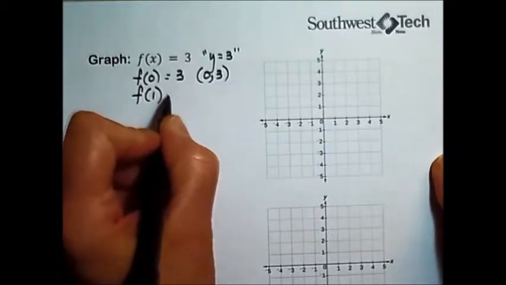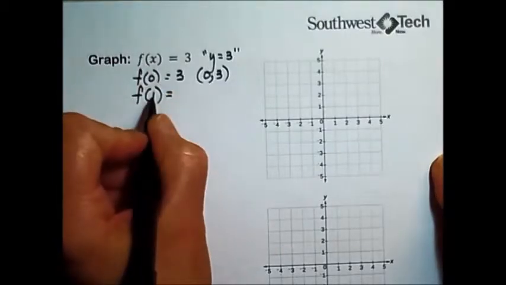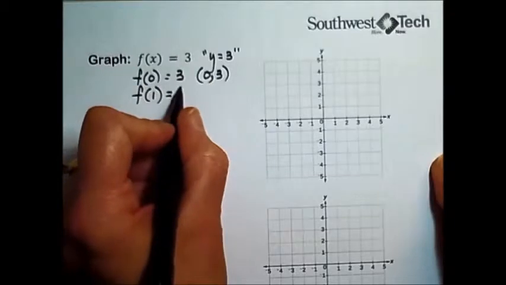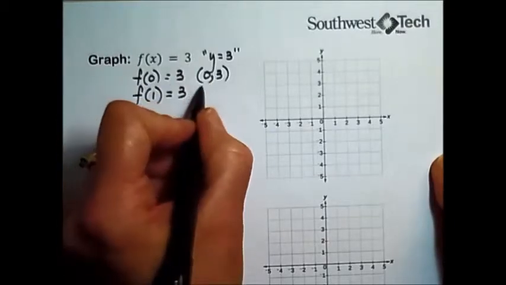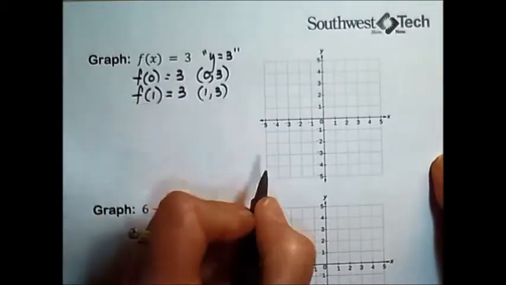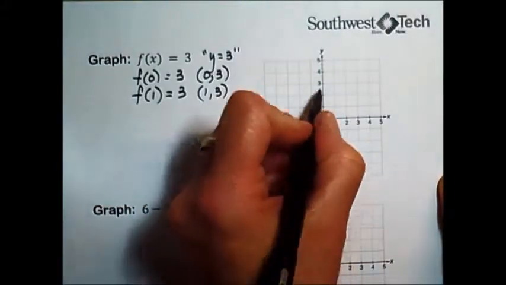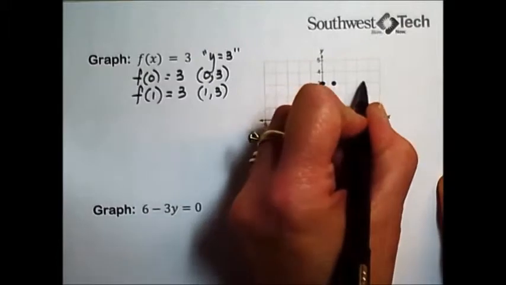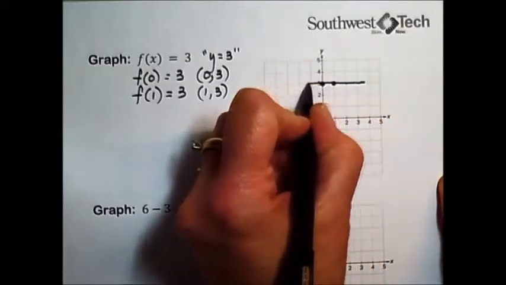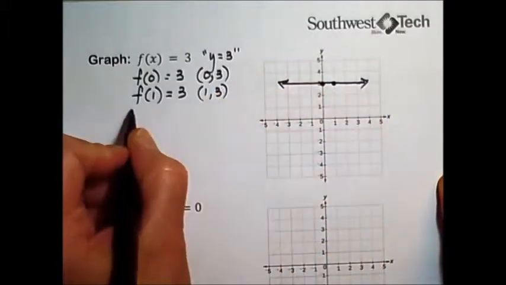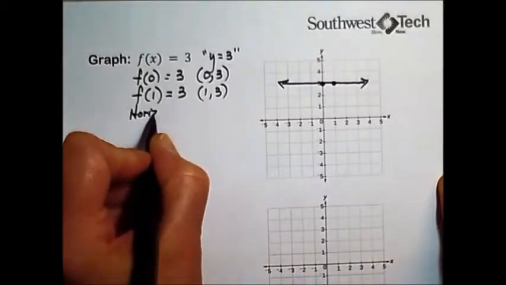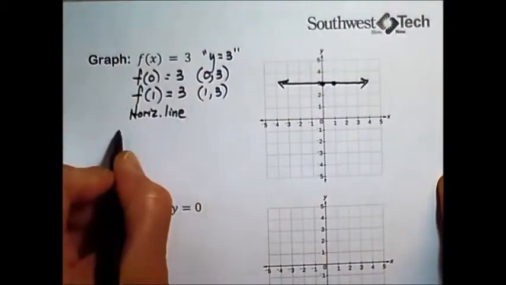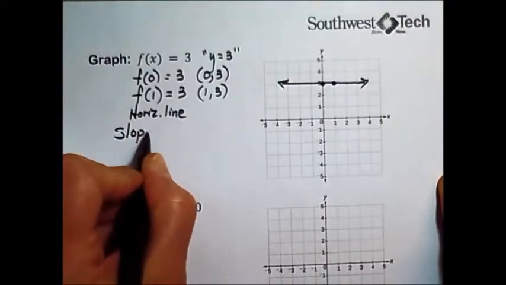If I try another value, let x equal 1 as an input, there's no place to put it. I end up with an output of 3. So I have 1, 3. If I plot those points, 0, 3 and 1, 3, and I connect them, what we have is a horizontal line. What about the slope of this line?